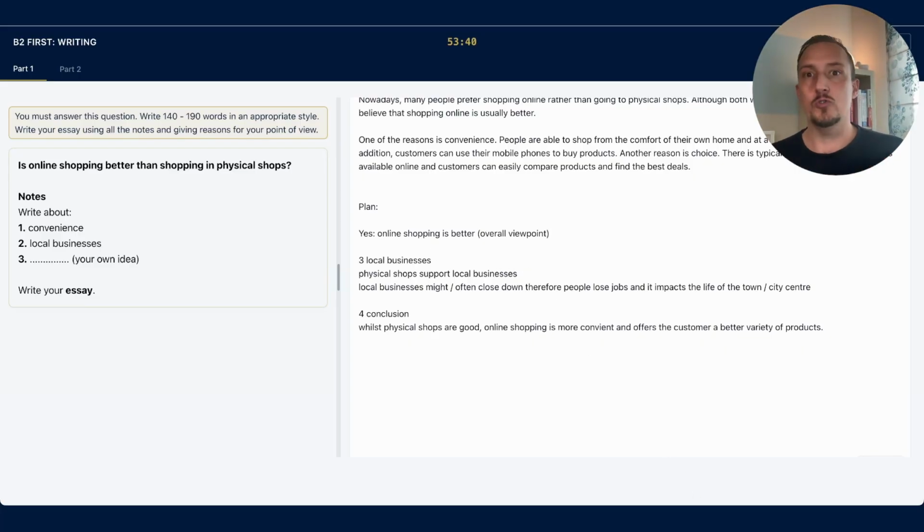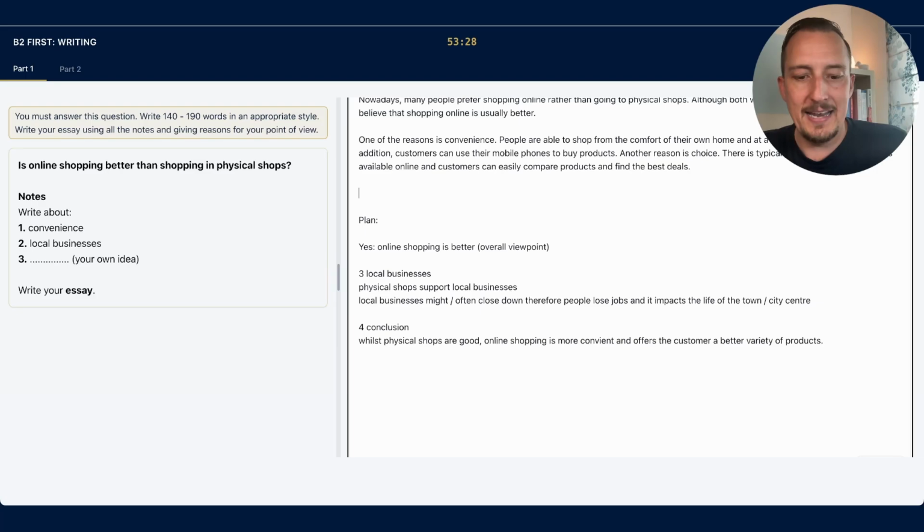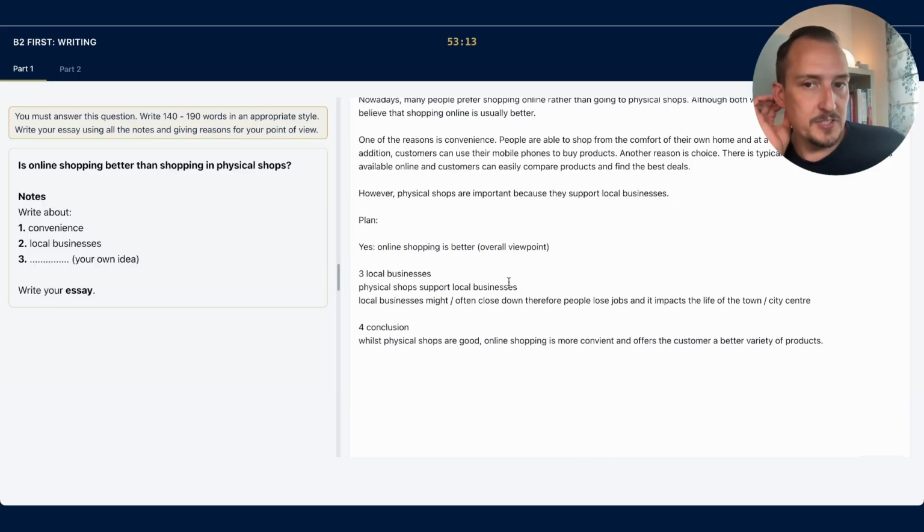Well, we want to make a contrast here, don't we? Because we want to bring in the other viewpoint. So the other viewpoint is, as we mentioned, that physical shops are important because they support local businesses. So let's say that. Now, to introduce us, we can start with however. Physical shops are important because they support local businesses. So that's a good start, right? So that's what we want to sort of say.